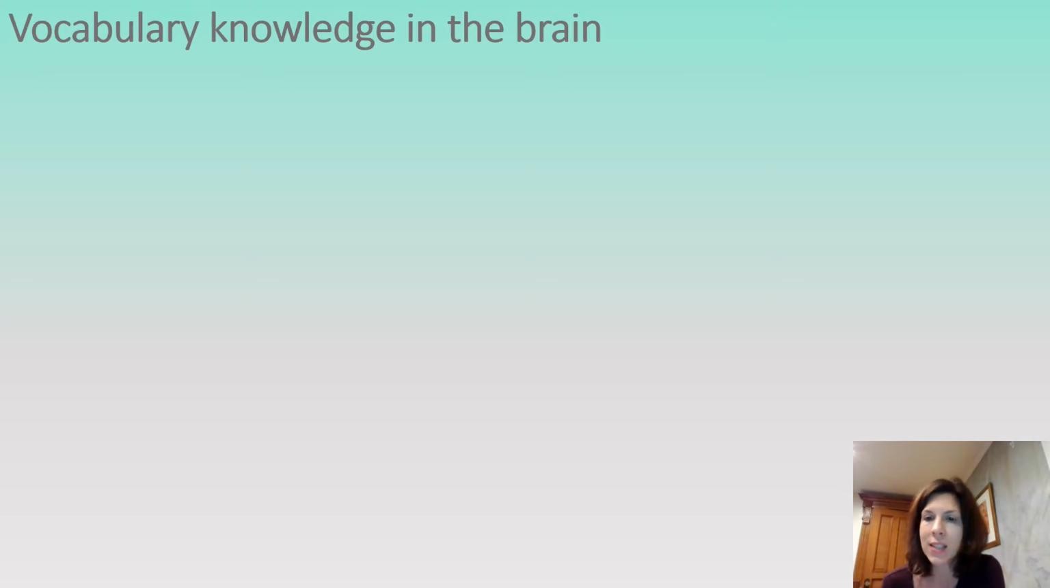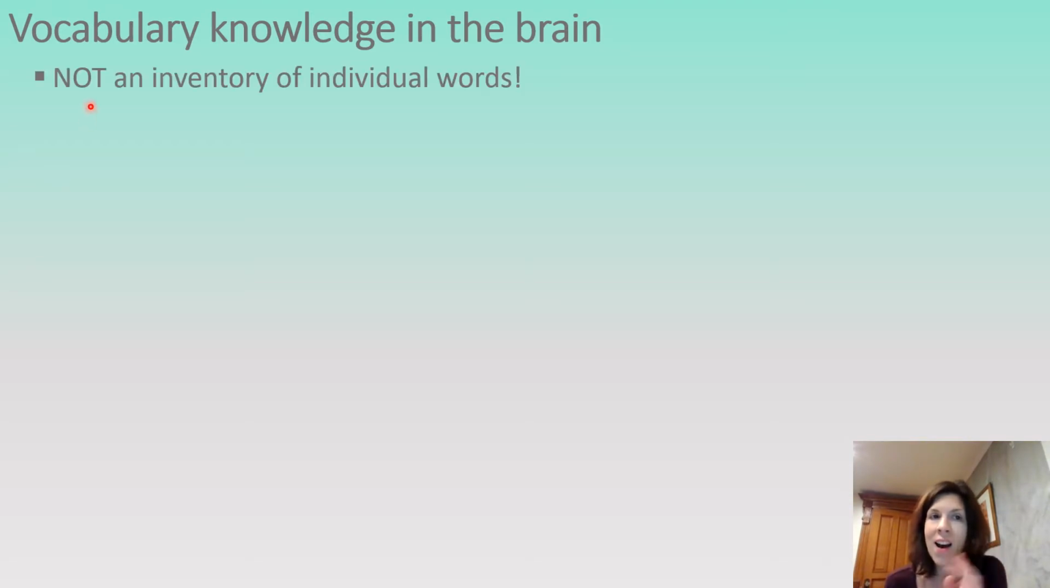Okay, so as I stated before, the first thing we have to remember about vocabulary and the words that we know is that it is not an inventory of individual words. We don't have these super long lists in our minds of words that we know. So it's not like a dictionary. Vocabulary knowledge is a network, okay?